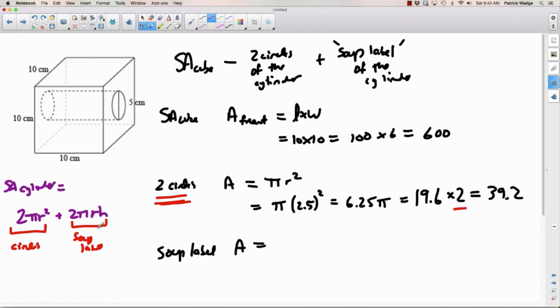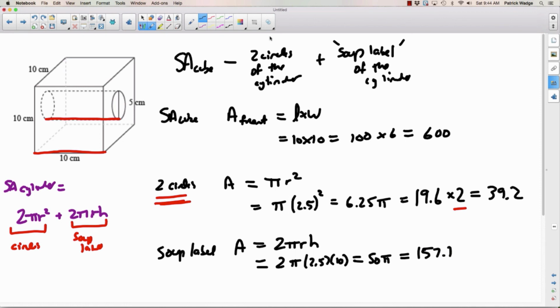So now we're going to add on the 2 pi rh. That's the area of the soup label right there. It's actually called the lateral area. So that's what we're going to do, 2 pi rh. So what do we got here? We got 2, we got pi, we already did the radius, it's 2.5, and the height of this cylinder is from here to here. How much is that distance? Well, it's exactly all the way across the cube, so it's 10. So we have to multiply it by 10. If you do that, you're going to get 50 pi. You get 157.1.